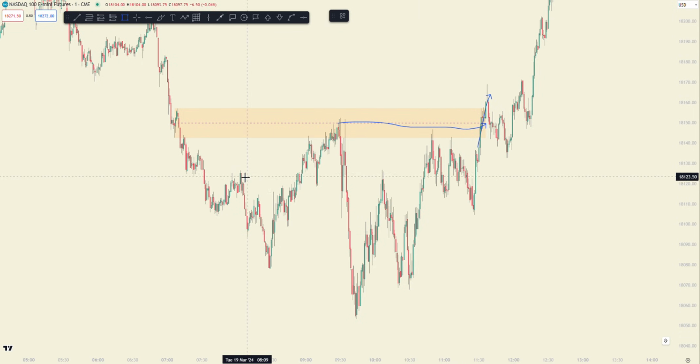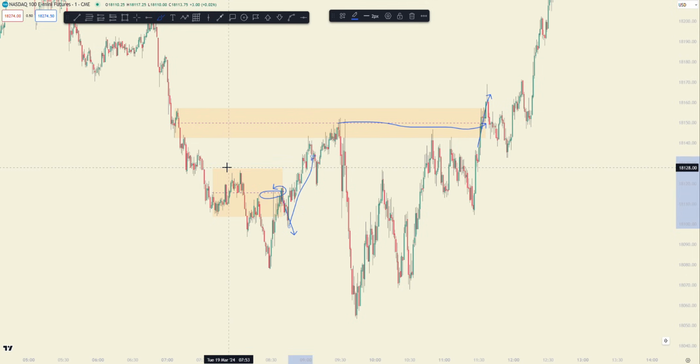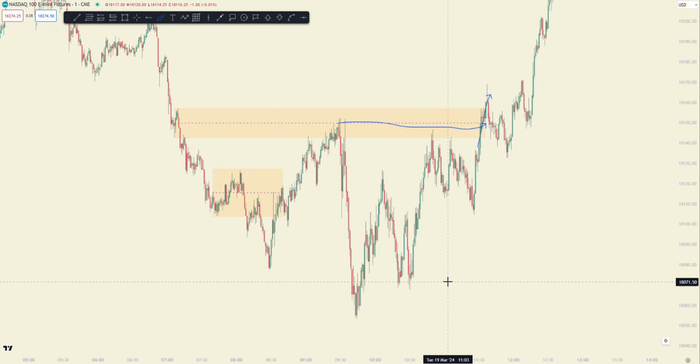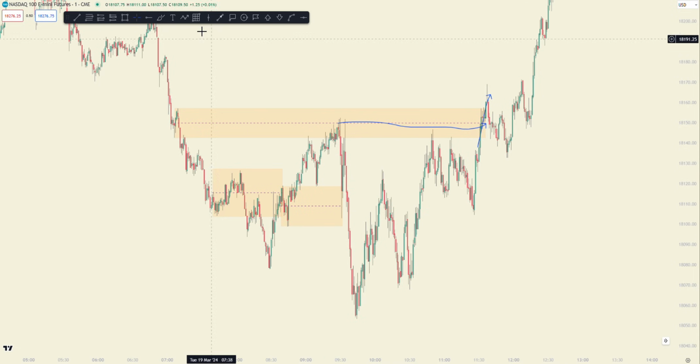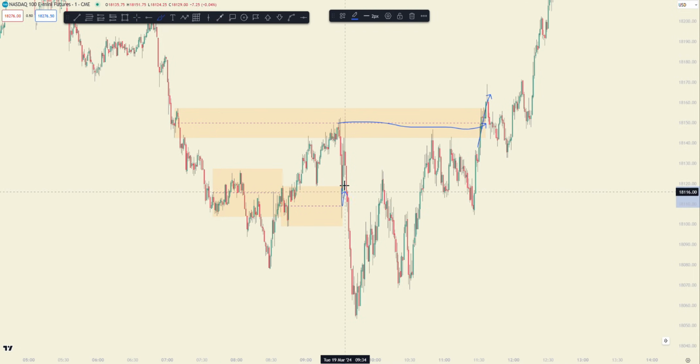Let's see another example of 50% mitigated, then it gets ran through. 50% mitigated, tries to push away, fails, runs straight through the zone. Cool. Let's see another example. There's one right here. There is a zone right here as we're coming down. We tapped it, 50%, failed to put in a new high. What happened? It trades right through the zone. Very, very cool. Very simple.